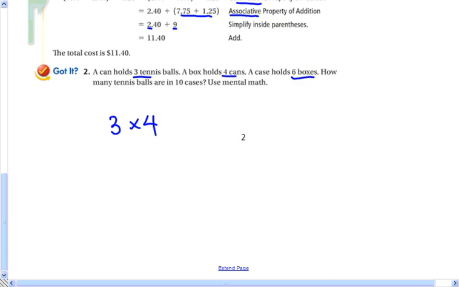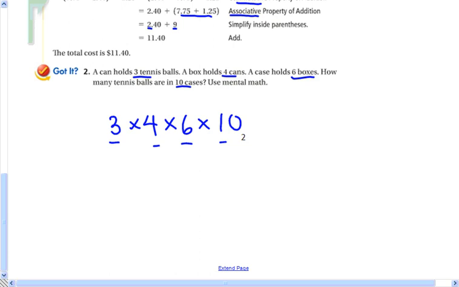and a case holds 6 boxes, so in these 10 cases are 6 boxes, and in each box are 4 cans, and in each can are 3 tennis balls. So we really need to multiply all these things. And because of the associative and commutative properties, you don't have to do this in order from left to right. You can do it in any order you want. And so you can pick the numbers that are easiest for you to multiply and do those first.